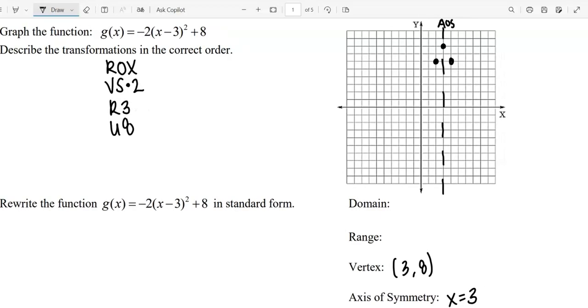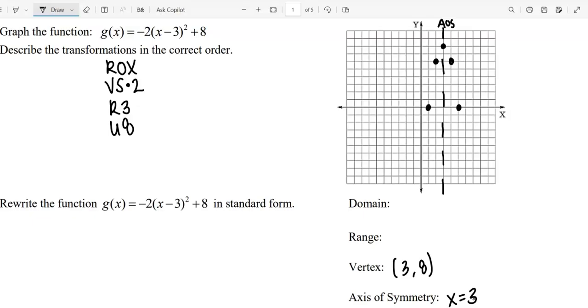What's my next point I can transform? 2, 4. And so 2, 4, reflection over the x goes 2, negative 4. Vertical stretch by 2 will put me at 2, negative 8. Right 3 will put me at 5, negative 8. And then up 8 puts me at 5, 0. That's 2 units away from my axis of symmetry, so I can hop over 2 more and graph that point. Is there another one I can graph?